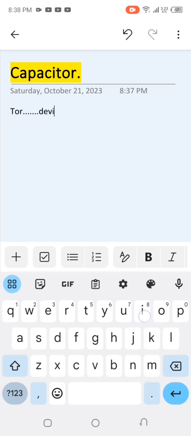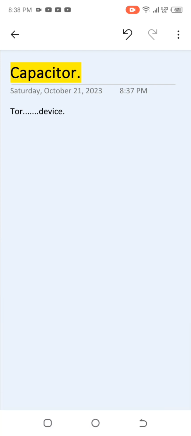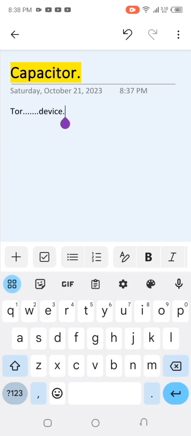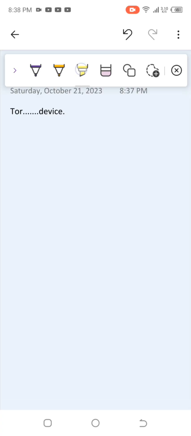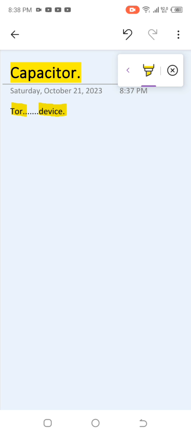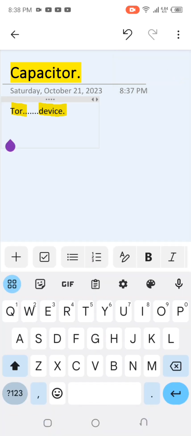That is represented as a device, meaning any word that ends with "-ter" represents a device. So this means capacitor. A capacitor is a device which is used to store a large amount of electric charges.